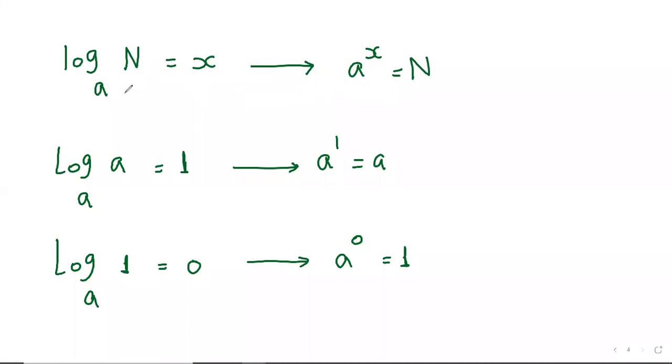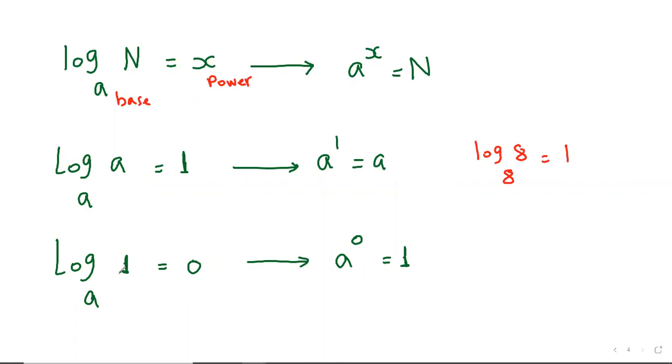Log n in the base a equals x means a to the power of x equals n. N is the number, a is the base, and x is the power. So n, the number, equals the base raised to the power of x. What about log a in the base a? This is the number, and this is the base. So a raised to the power of what equals a? It is 1. So log a in the base a equals 1, like log 8 in the base 8 equals 1.